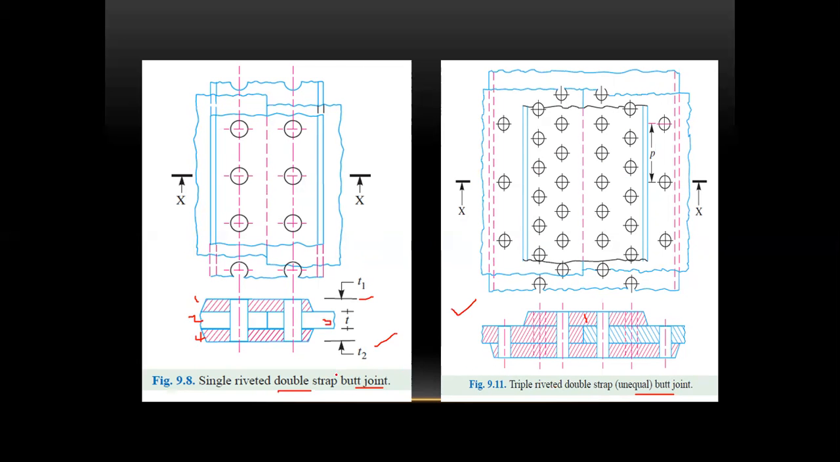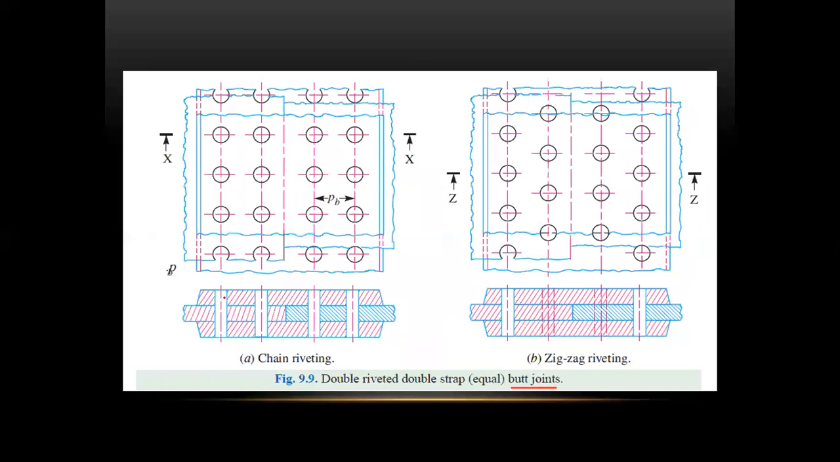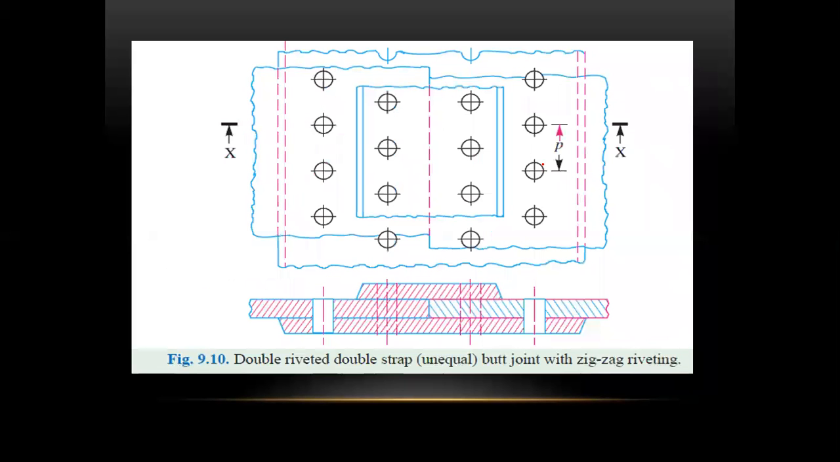Next, this is double riveted double strap equal butt joints. Just this one they made triple. See here, same plate 1, plate 2, plate 3, plate 4. So it is equally arranged. Here zigzag manner, same zigzag manner. Okay, next. The double riveted double strap unequal butt joint with a zigzag riveting. See, only the thing is the arrangement, the placing of rivets are changed and the length of the plates are also changed.